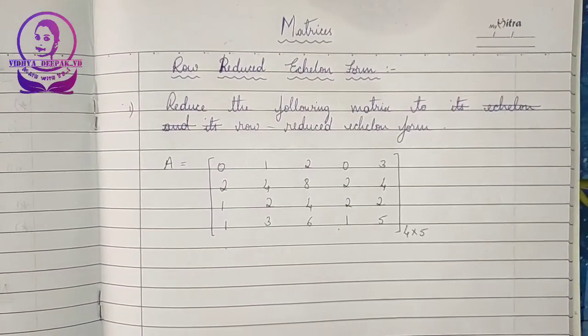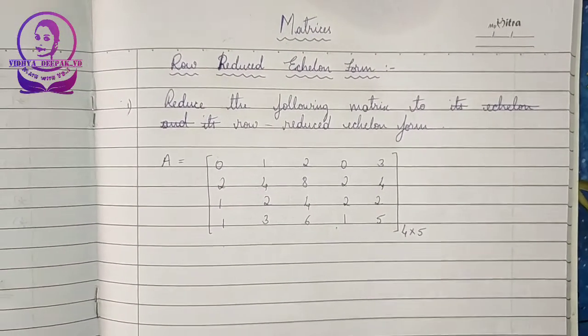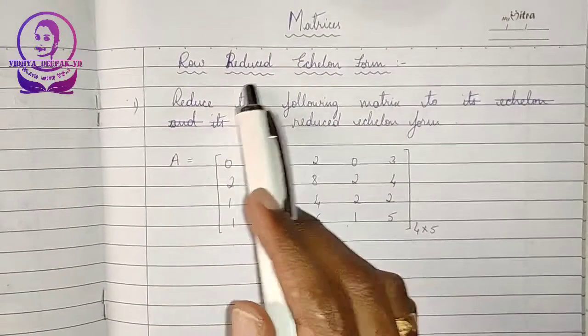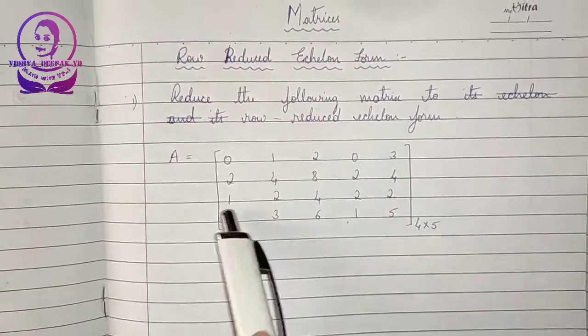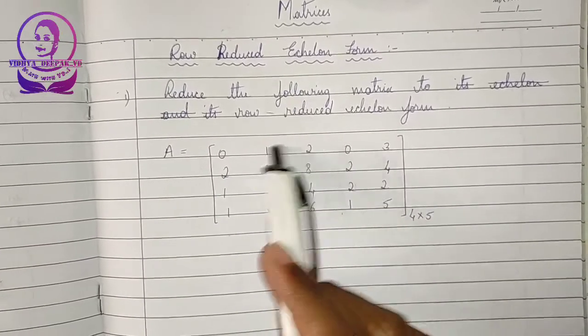Good afternoon everyone. So today we will continue with the matrices. Our topic today is row reduced echelon form. Okay. So first question, we are reducing this to row reduced echelon form.